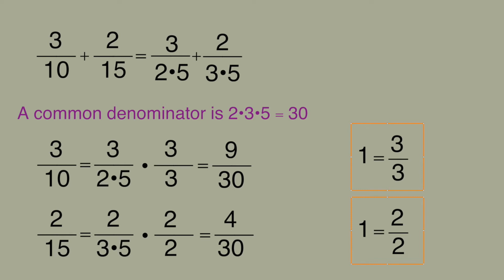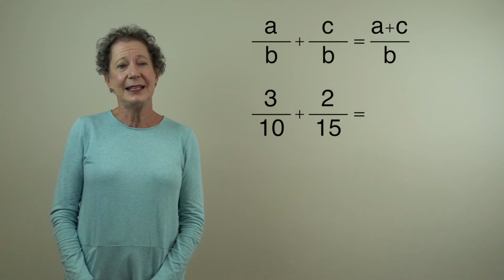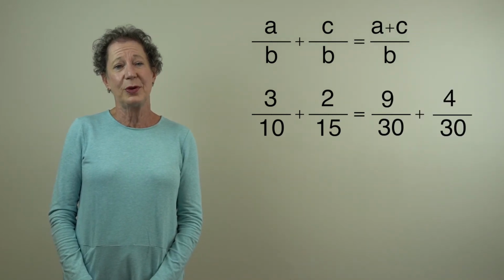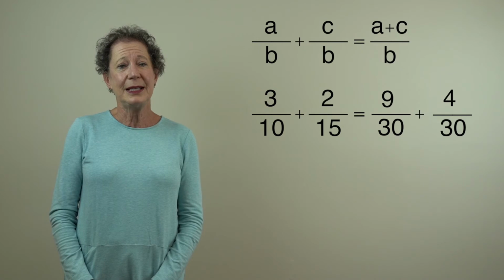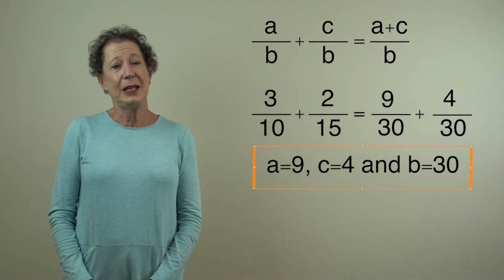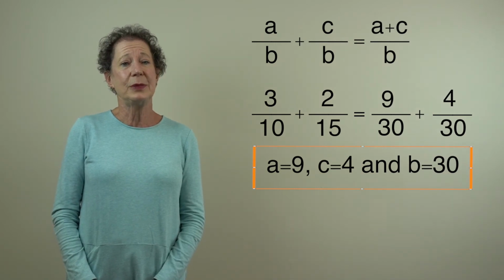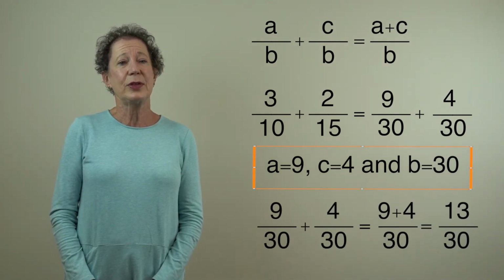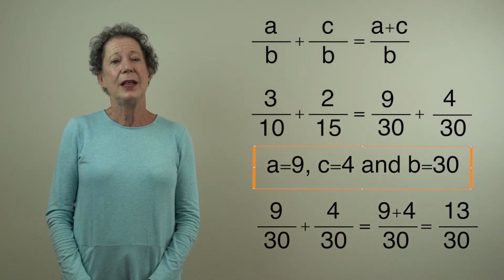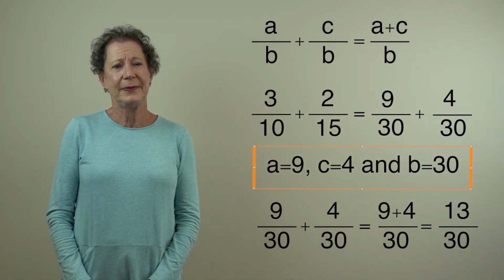Once again, we will need magic wands to make equivalent fractions. Three tenths plus 2/15 equals 9/30 plus 4/30. Using our algebra formula, a over b plus c over b equals a plus c over b. A equals 9, b equals 30, c equals 4, and the answer is 13 over 30.